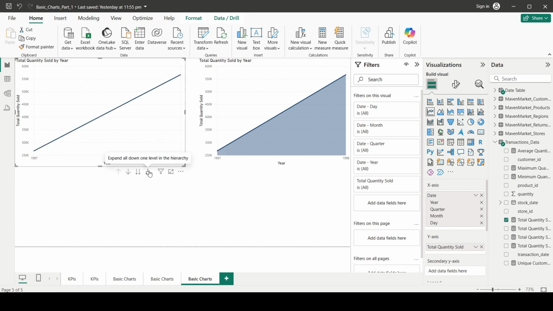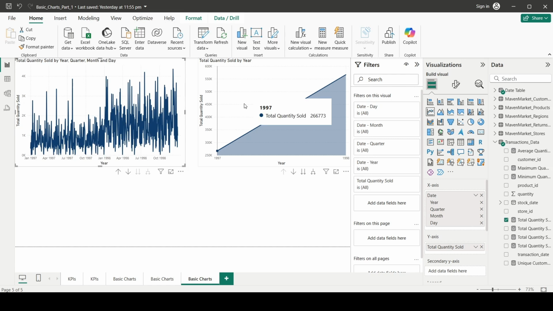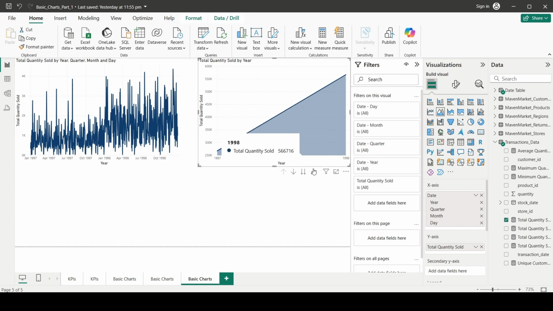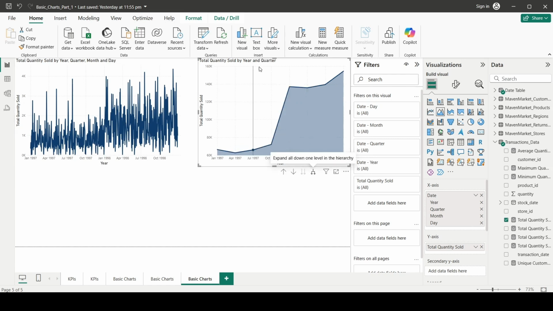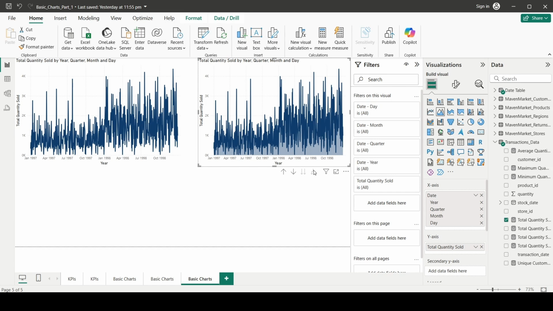Let's see what happens if we click on drill down. It is coming down in the hierarchy. It works the same in area chart too. It is shown by year now. Let's click on drill down. It will show year and quarter. And next, it will show year, quarter and month. And again, it will show year, quarter, month and day.